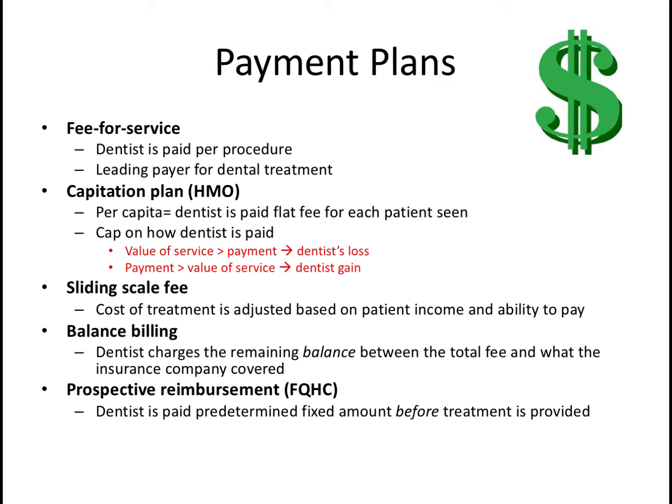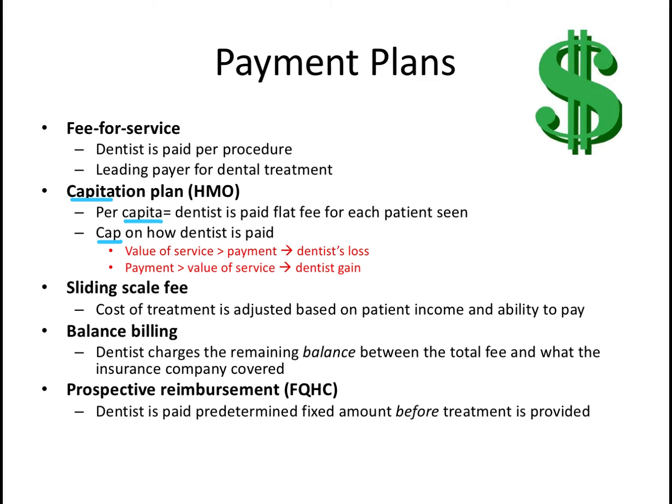Now, capitation plan refers to a different sort of arrangement, and this has to do with an HMO, which we'll talk about a little bit later in the video. So a dentist under this plan is paid on a per capita basis. And this is based on how many patients they see, not on how many procedures they do. And there's also a ceiling or a cap on how the dentist is paid. And it's nice and easy to remember some of these things because it has to do with the name capitation.